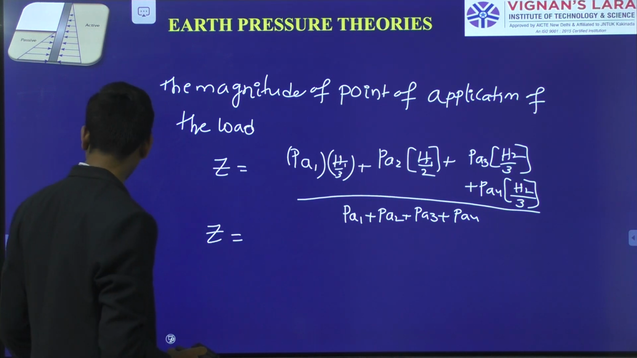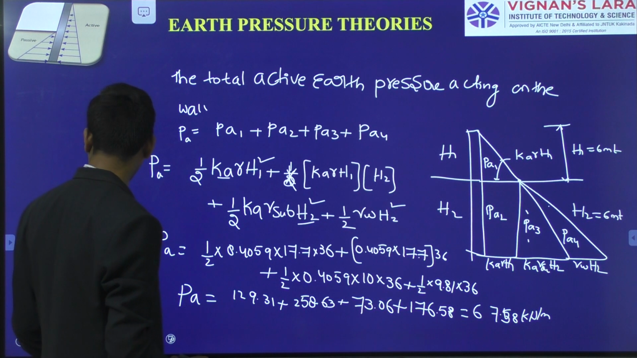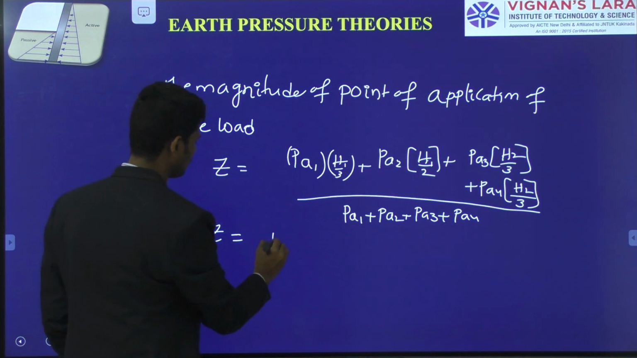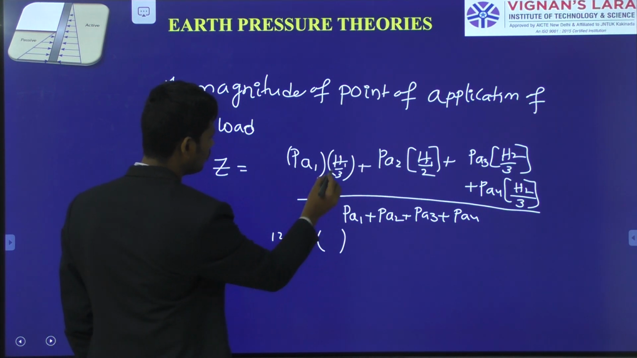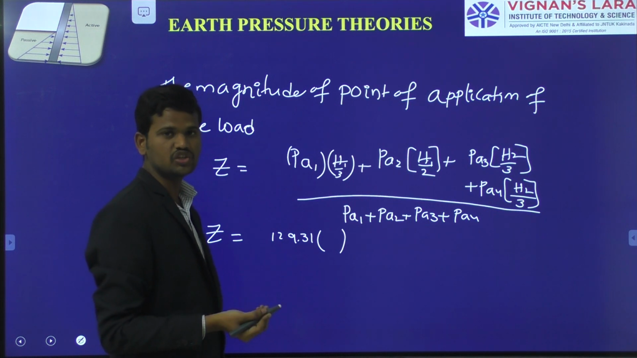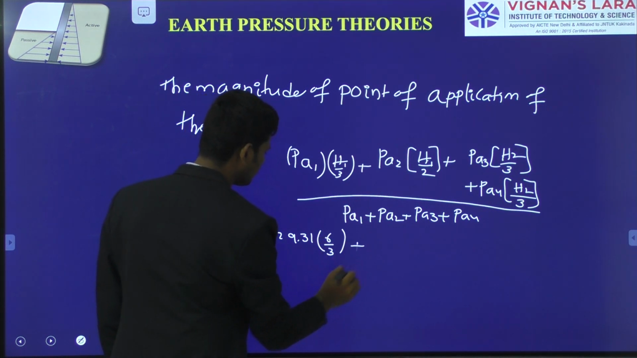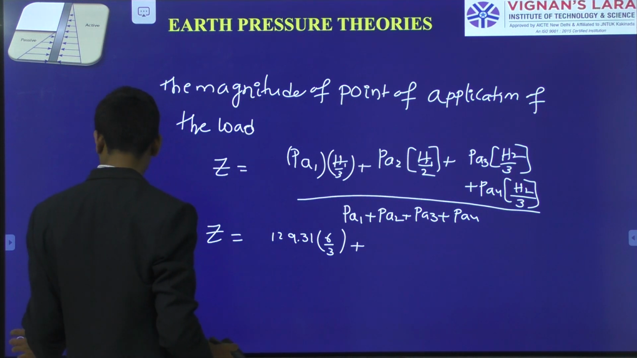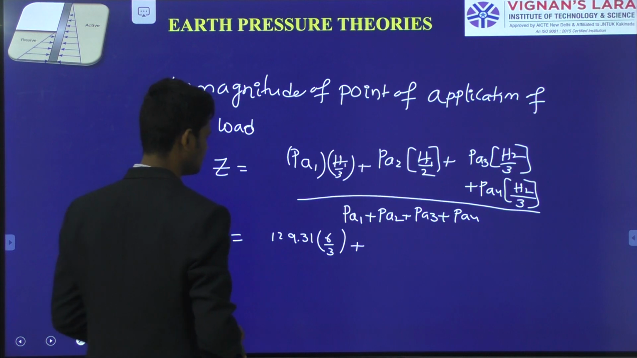Already PA1 value we have calculated. That calculated value will be 129.31. PA1 equal to 129.31 into H1 by 3, where H1 is the height of the wall, 6 by 3. Okay. Next we are having PA2, how much we are having? 258.63.